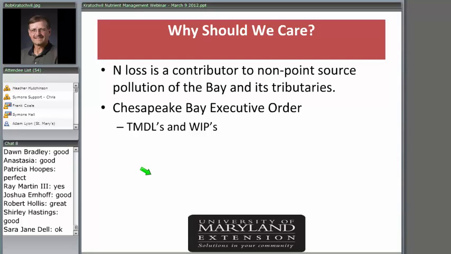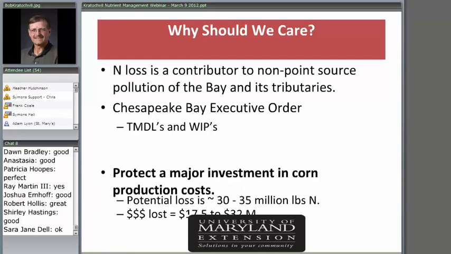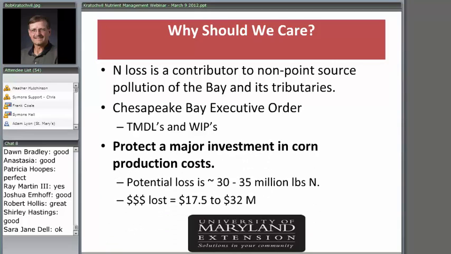But I think there's a more important reason that we need to be concerned about managing our nitrogen as best we possibly can, and that's to protect what is a major investment in our corn production. With a potential loss of approximately 30 to 35 million pounds of nitrogen, if we lose 50% of that 75 million pounds that we provide every year, there's a lot of dollars lost. That can range anywhere from $17.5 to $32 million.